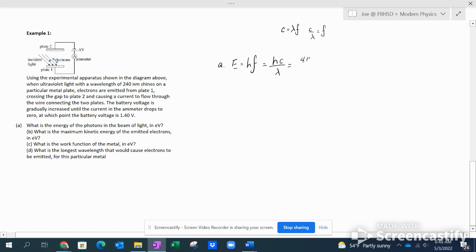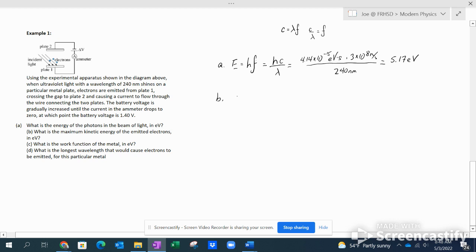I have 4.14 times 10 to the negative 15th electron volts times seconds, times 3 times 10 to the 8th meters per second, divided by 240 nanometers, which is times 10 to the negative 9th. Ultimately, we would get 5.17 electron volts. So the energy of that incoming light is 5.17 electron volts. That's enough to accelerate them off there, and the electrons will have a certain amount of energy after.